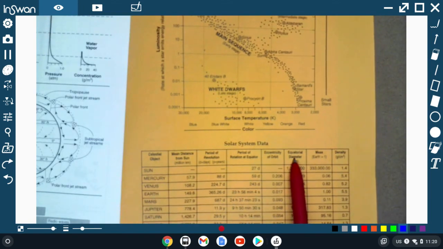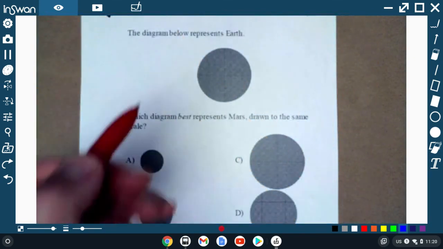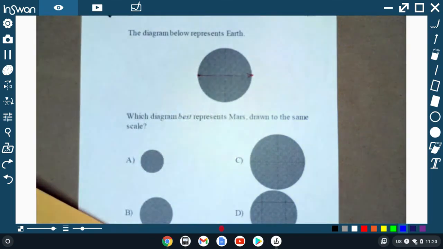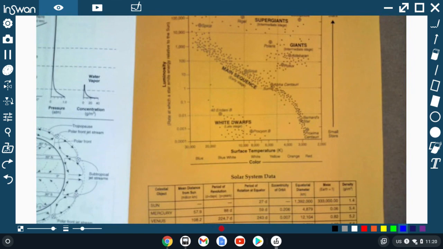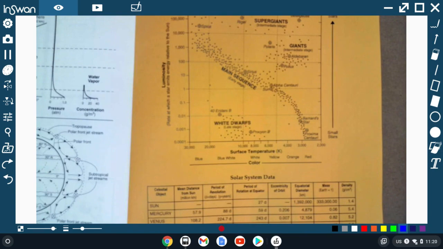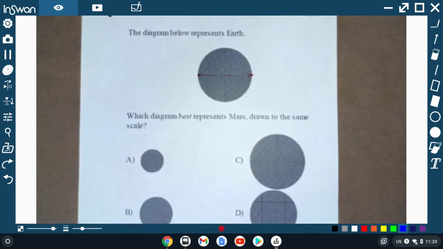And if we look at the diameter, now remember diameter is a measure from one side straight across to the other side. All right? So Earth's diameter is 12,756 kilometers. Now, it looks like Mars's diameter is 6,794. So it's almost about half the size of it. So it's a bit smaller than Earth. So Earth and Mars, if we compare those. So now we have to try to figure out which one shows the same scale.